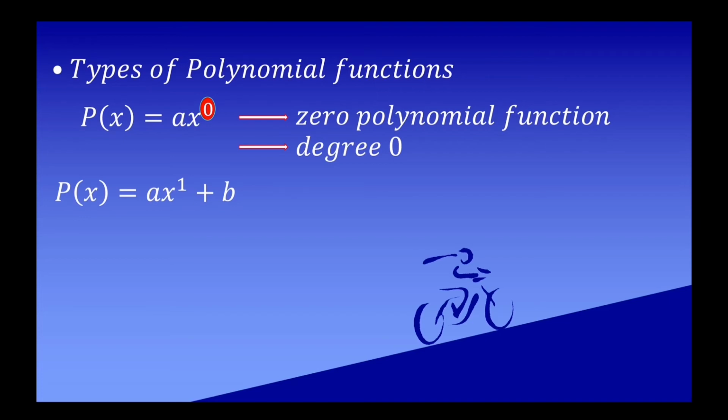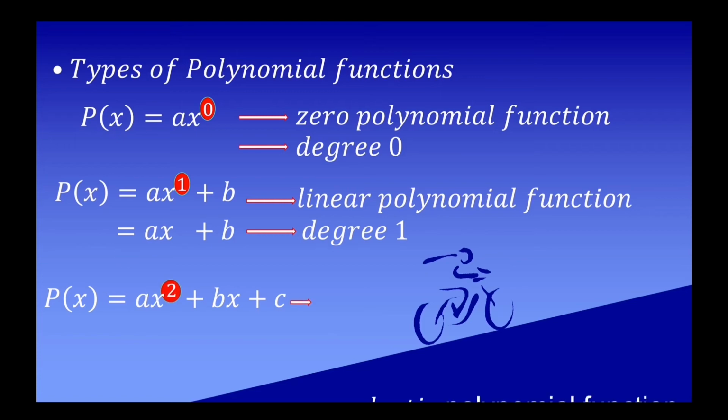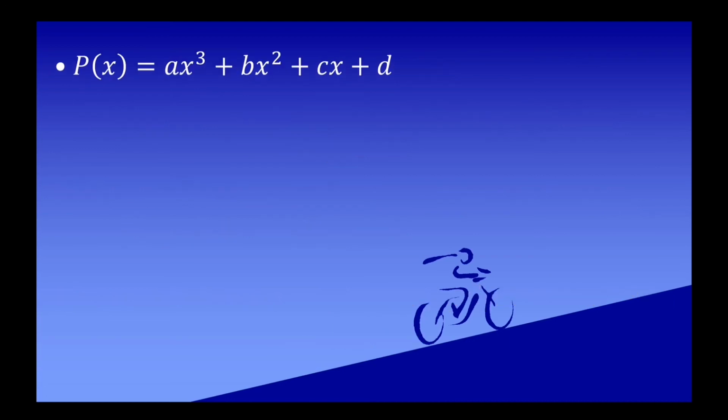Then we have another function, p of x equal to ax raised to 1 plus b, or equivalently ax plus b. This is called the linear polynomial function, because the highest power of x is 1, and this is a first degree or degree 1. The other function, p of x is equal to ax squared plus bx plus c. The highest exponent here is 2. So this is a quadratic polynomial function, or the second degree or degree 2.